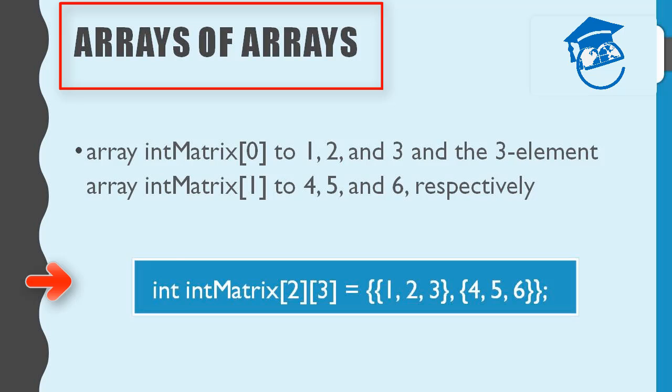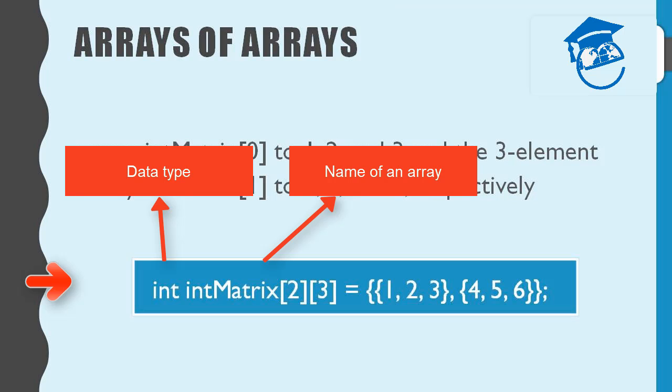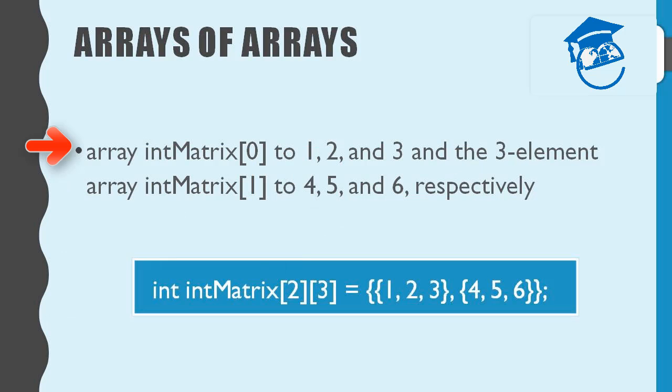Now to initialize that kind of a two-dimensional array, you could do something like this. The data type of this array is int, the name of this array is int matrix. It's a 2-element array and each element is a 3-int array. The 0th index position got a 3-element array with the values 1, 2, 3, and the index position 1 got a 3-element array with the values 4, 5, 6. Each set of values is within the curly braces.